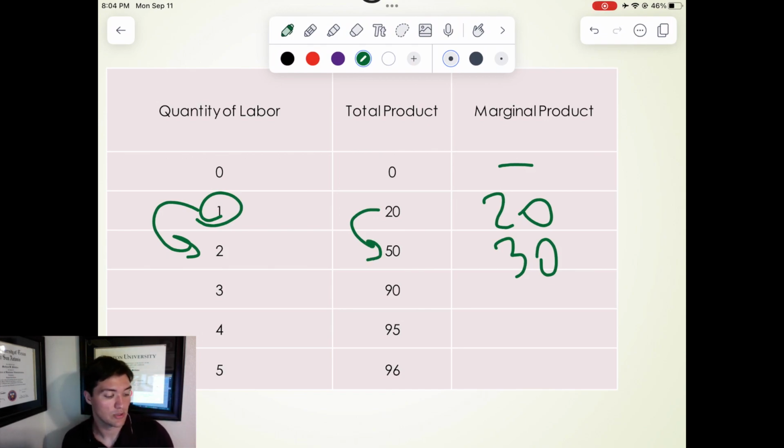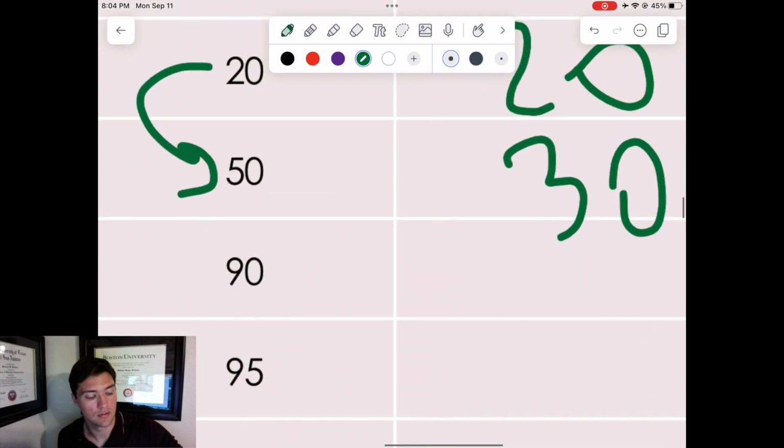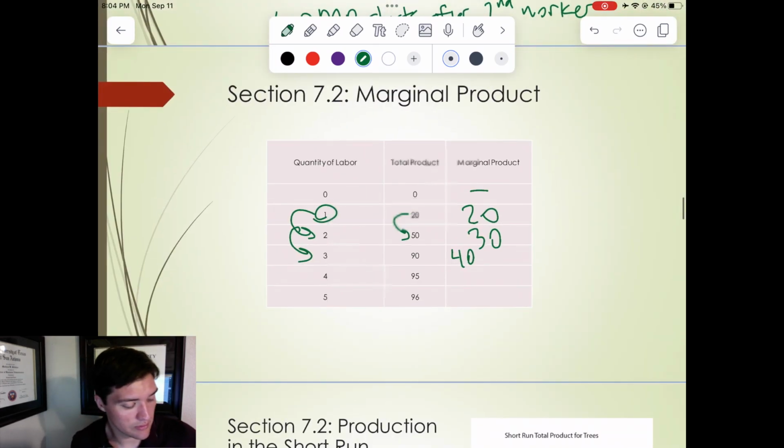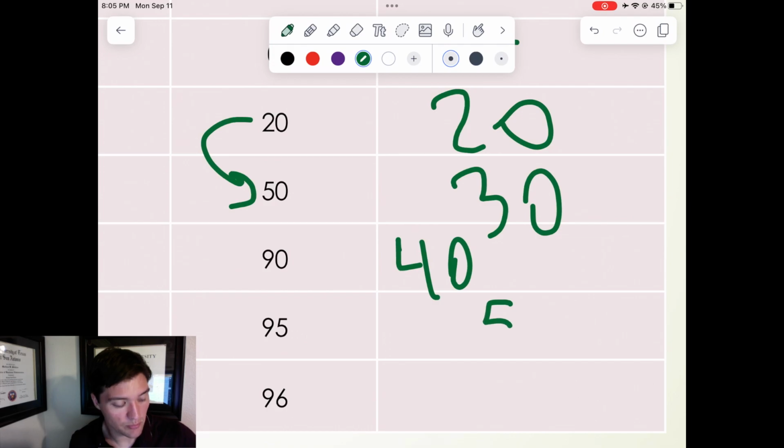What about the next one? We go from 50 to 90. Is the marginal productivity 90? No. Is the marginal productivity 50? No. Is it 160? No. Remember, marginal means the next. So because we hired the third worker, what's that extra that we're making? Well, we were at 50, now we're at 90, so the extra is 40. And then finishing out the rest here, that should be 5, and that should be 1.